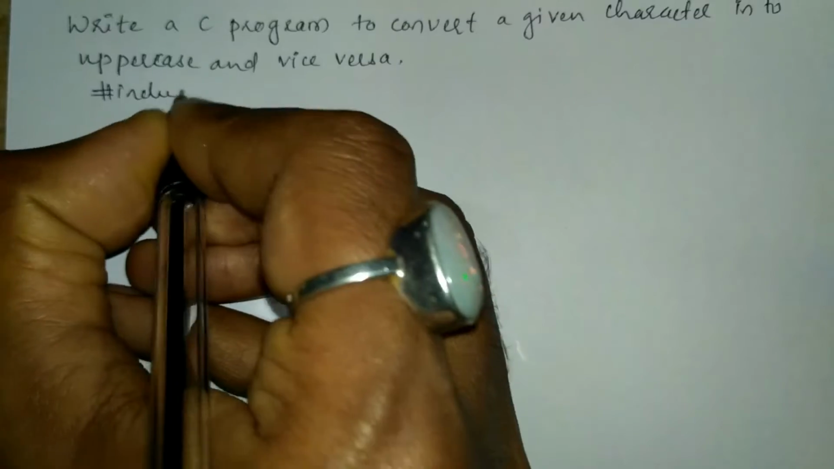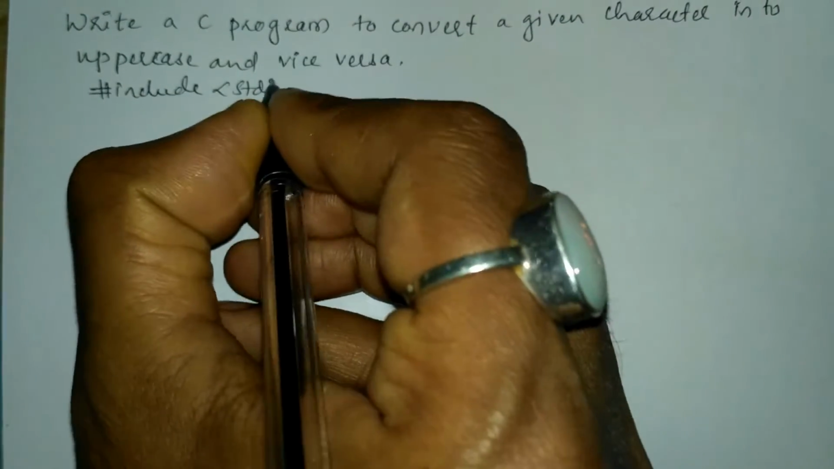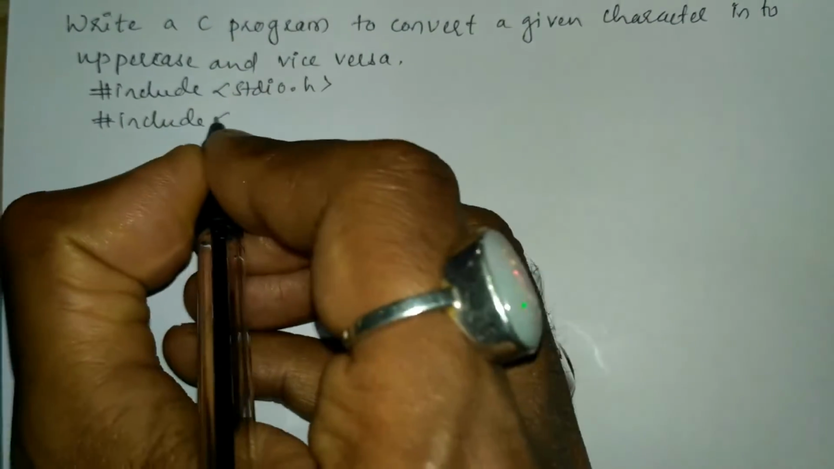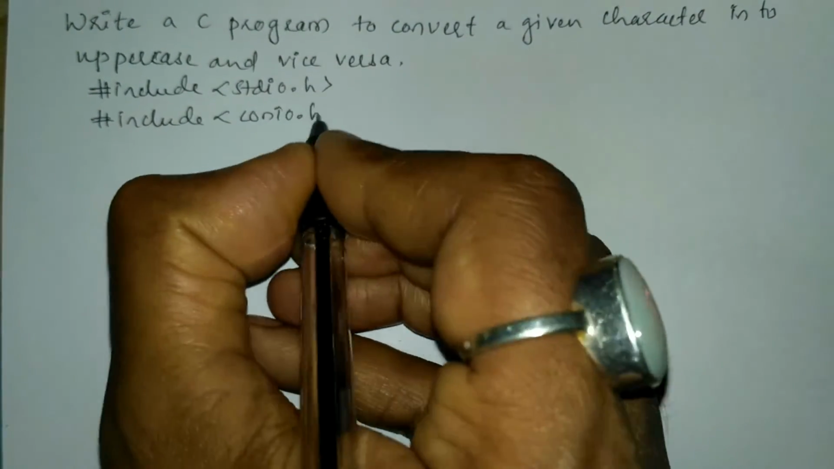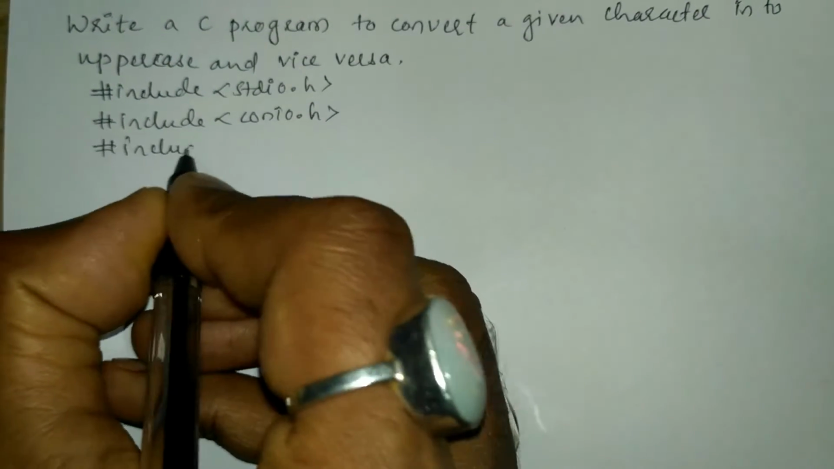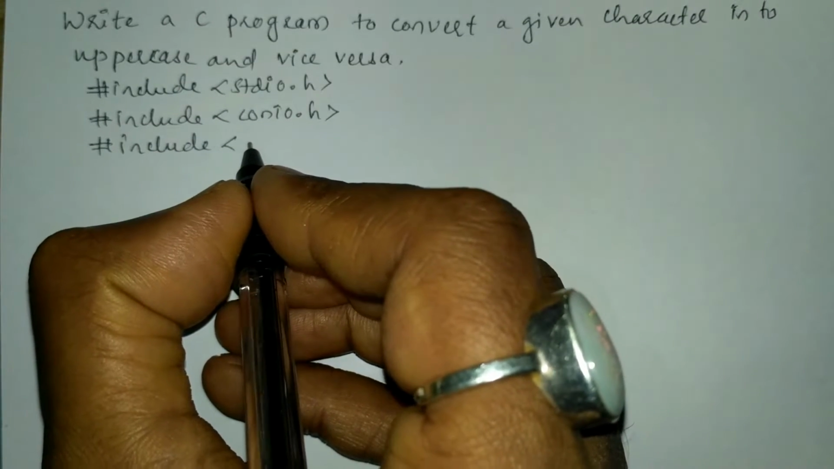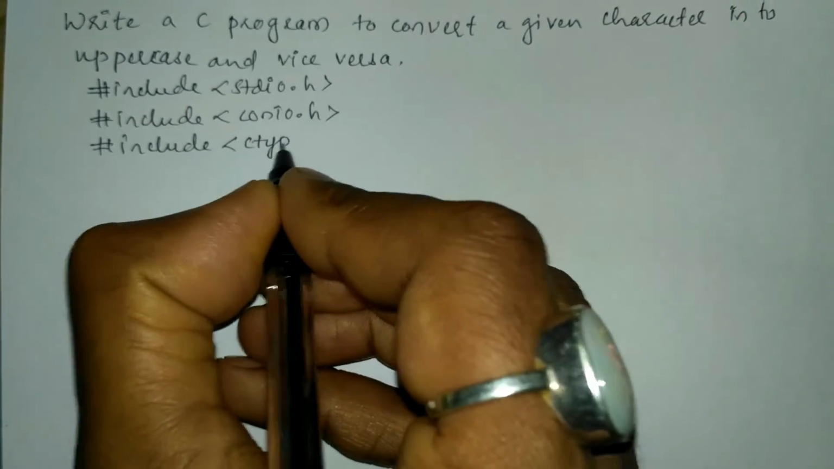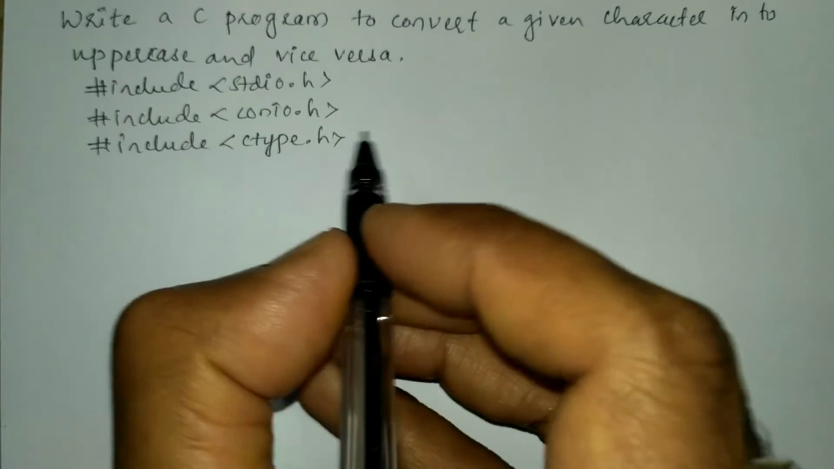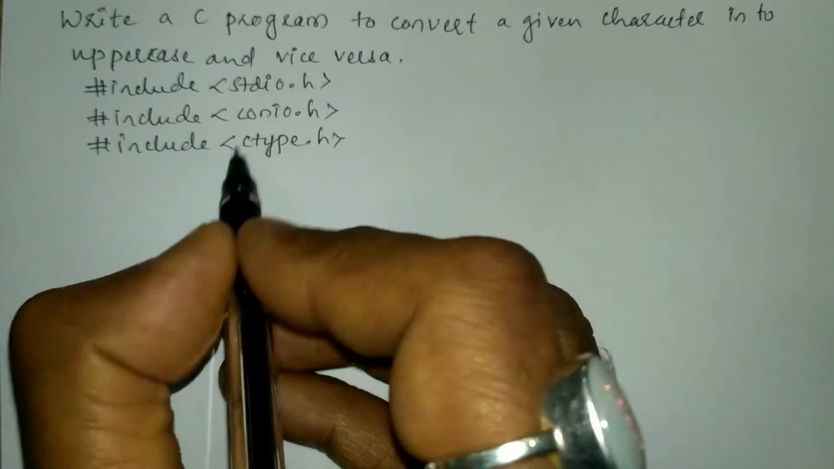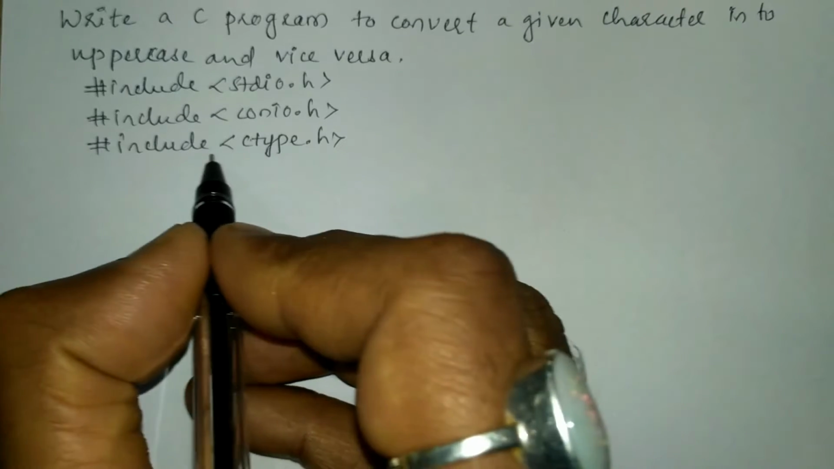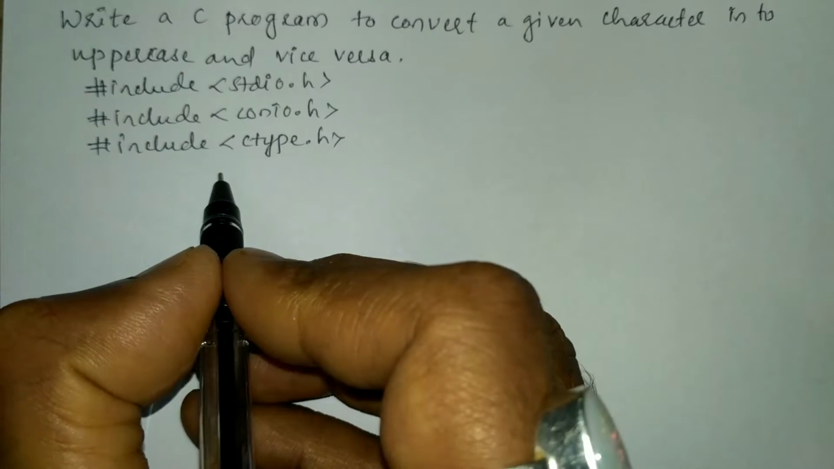#include, in angular brace we'll write stdio.h header file, and the next preprocessor directive is #include, in angular brace we'll write conio.h header file. Now let us write one more preprocessor directive, #include, in angular brace we will write ctype.h header file, because we have some character functions built in present in ctype.h header file, so that's the reason we have to include this particular header file.